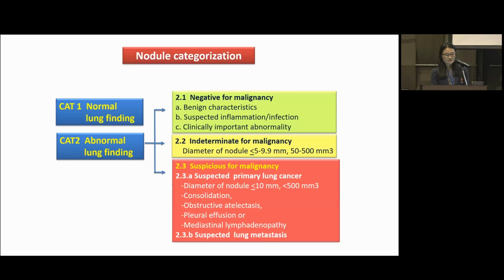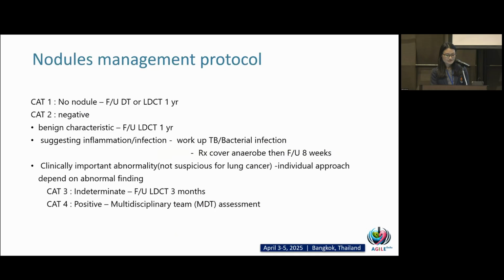Let's see, we have normal and abnormal. Abnormal, we have negative. For negative, we look at benign characteristics, and we also add to the nodule protocol from that time. They just focused on nodules, but we add information into our protocol to look at tuberculosis as well. And we have the indeterminate nodule and suspicious nodule, but I won't get into that detail.